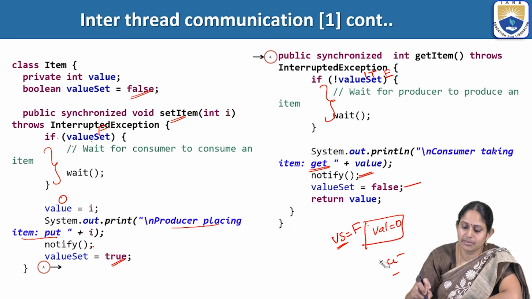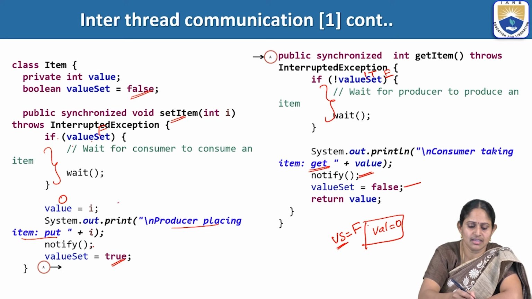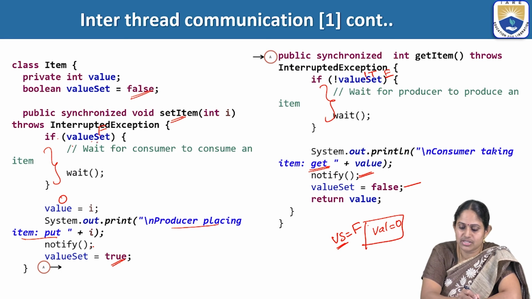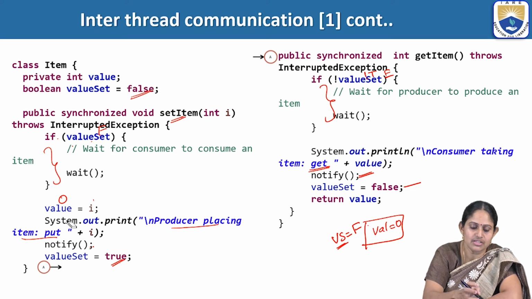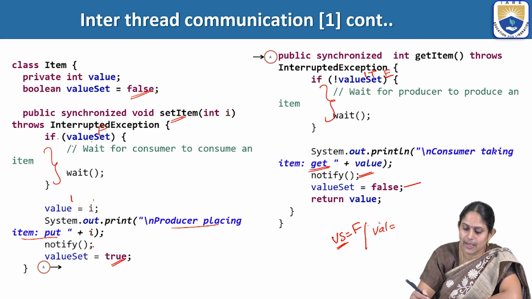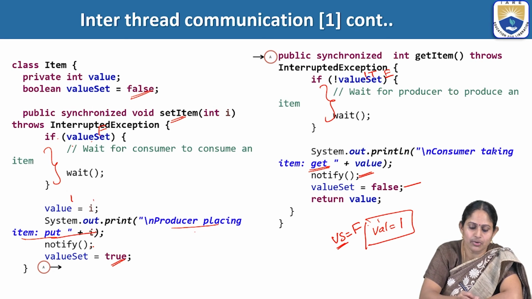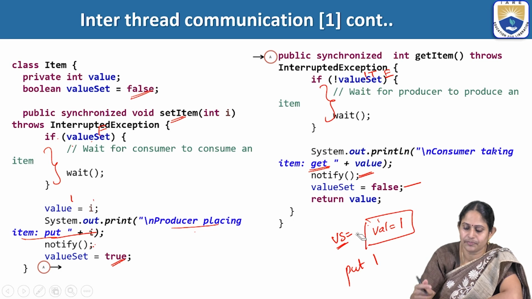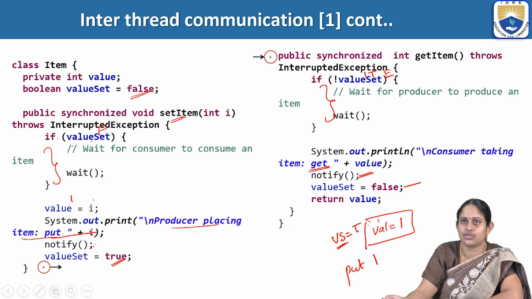So what will happen? In that case, again the value set was false, so the if block won't be executed. The I value is 1, so value will be set to 1, and it will display put I. So that means it will display put 1, and then it will notify the consumer, and it will set the value set to true.